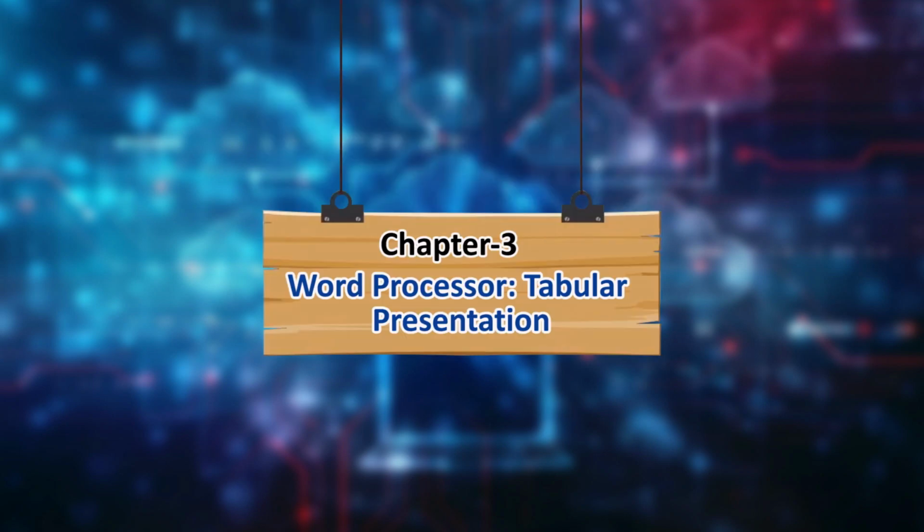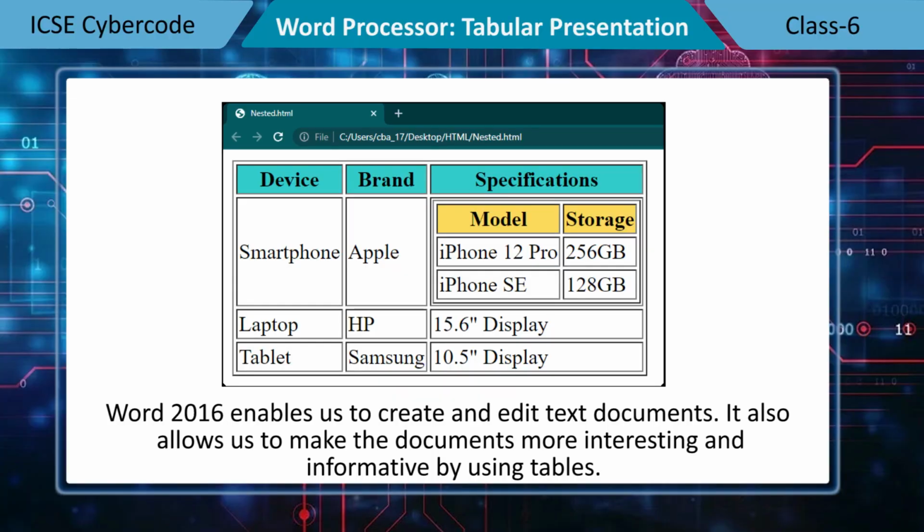Chapter 3. Word Processor, Tabular Presentation. Word 2016 enables us to create and edit text documents. It also allows us to make the documents more interesting and informative by using tables.